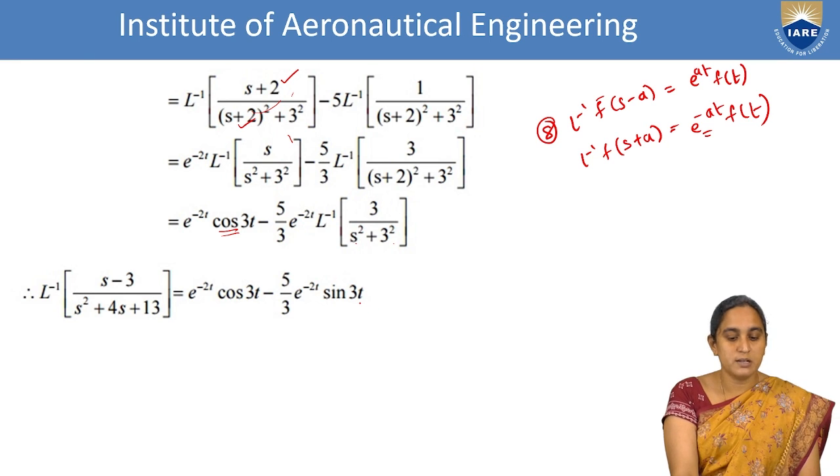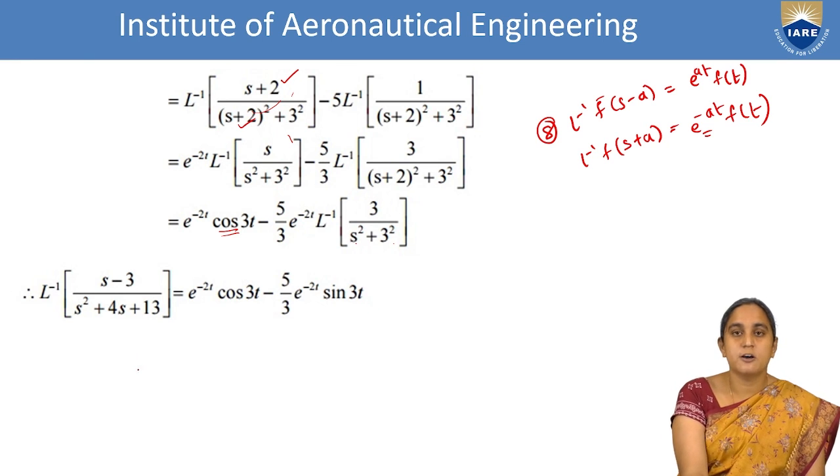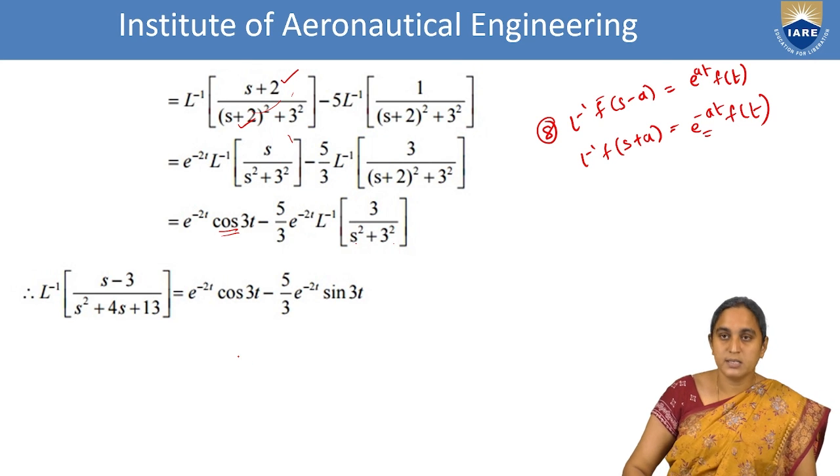Therefore, the second question answer is Laplace inverse of s minus 3 by s square plus 4s plus 13 is equal to e power minus 2t into cos 3t minus 5 by 3 into e power minus 2t into sin 3t. These are the examples for the inverse Laplace transform.